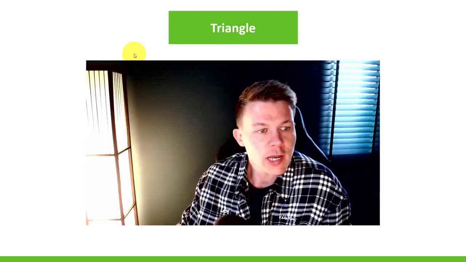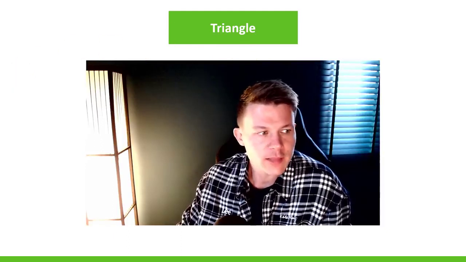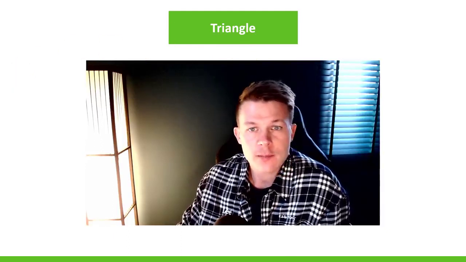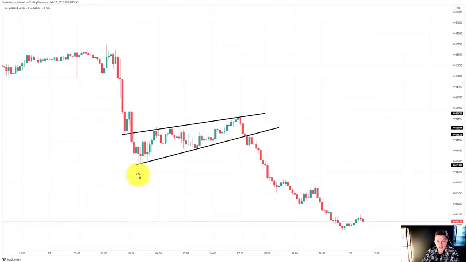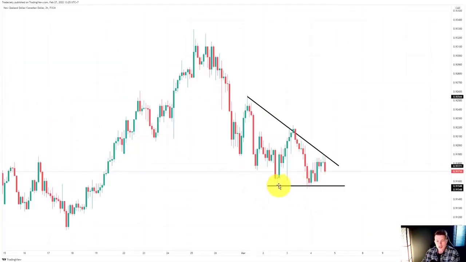Next is a triangle, and you may think that a triangle is similar to a flag, but there is one significant difference, and it is the flat and the horizontal part. In a flag, you will only see that you are using trend lines or diagonal lines to define a flag. But in a triangle, you always have one straight or one horizontal side of the pattern. And what does this tell you?